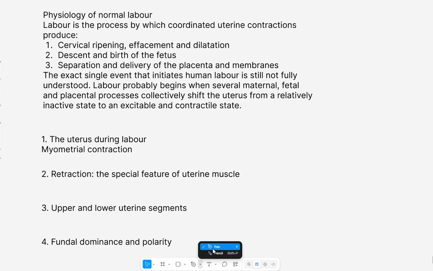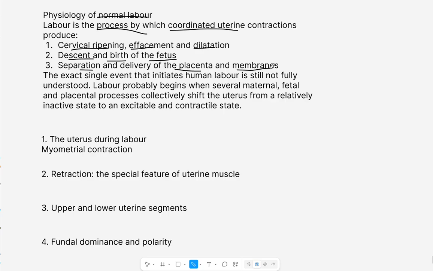So, whenever we talk about normal labor, what is labor? It's the process by which coordinated uterine contractions produce three things. They produce cervical ripening, effacement, and dilatation. So the cervix has to ripen, it has to efface, and it has to dilate. Then there will be descent and birth of the fetus. And after the fetus is born, there will be separation and delivery of the placenta and membranes.